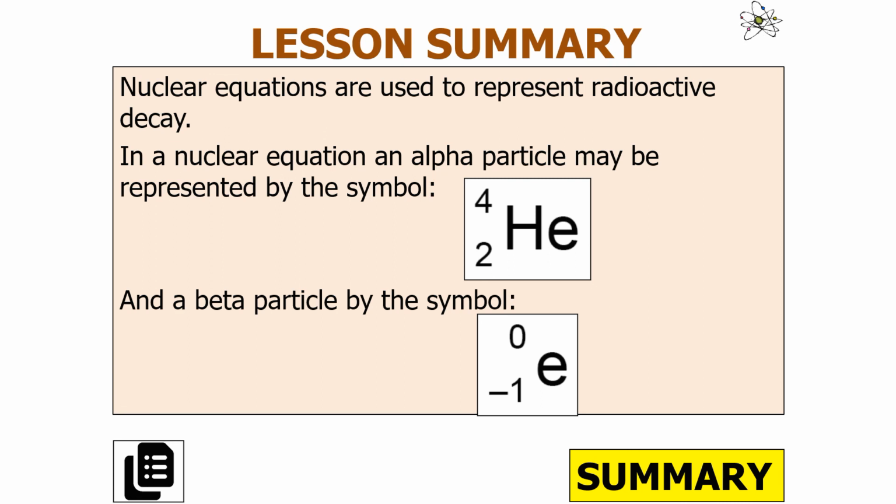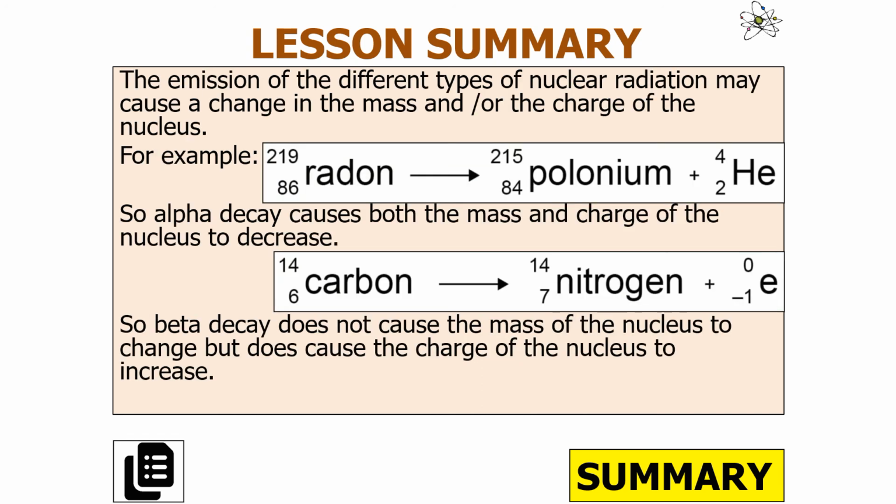So nuclear equations are used to represent radioactive decay. In a nuclear equation, alpha can be represented with the symbol 4 2 He, helium, and the beta particle is represented by the symbol 0 minus 1 e. Now the emission of different types of nuclear radiation may cause a change in mass and or charge of the nucleus. So alpha decay causes the mass and charge of a nucleus to decrease, but beta decay does not cause the mass of the nucleus to change, but does cause the charge of the nucleus to increase.